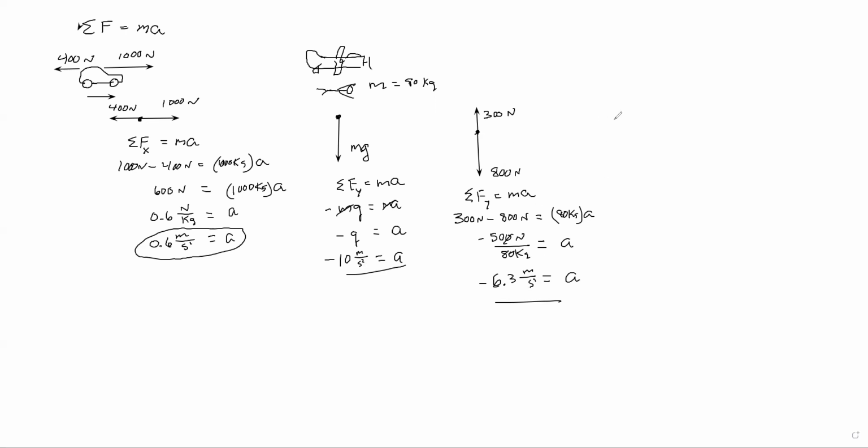Because you're moving faster, the air resistance increases. Eventually the air resistance will reach the same size as the person's weight. So this person has a weight of 800 newtons.